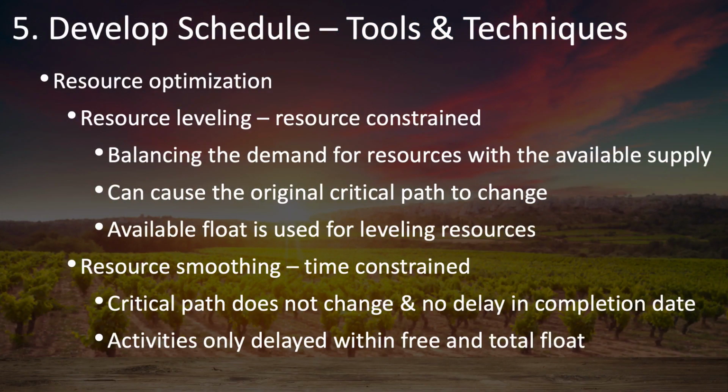As you develop the schedule, you'll want to use resource optimization. The two main types of resource optimization are resource leveling and resource smoothing. You use resource leveling when you are resource constrained, when you don't have enough resources to do the work as quickly as you would like. In resource leveling, you balance this demand for resources with the available supply. And this can cause your critical path to change. And as you're doing resource leveling, you use available float. And we'll get to that in a moment.